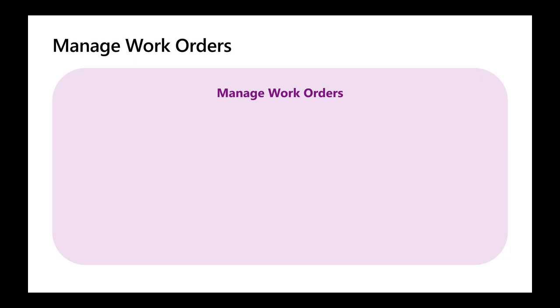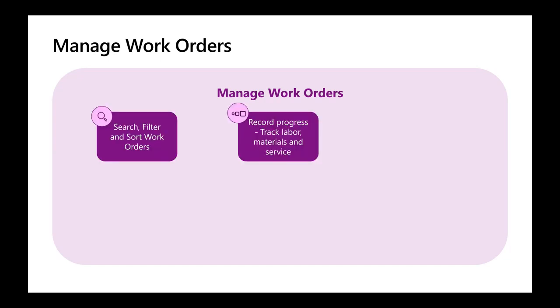The other workflow in the asset management mobile app is manage work orders, which encompasses the following capabilities. The workers will have the ability to search, filter, and sort work orders that are assigned to them. They will be able to record their progress, which will allow the system to track information like the labor, the materials, and services for that work that has already been done. The workers will be able to change the state of the work orders and process existing ones from the app.